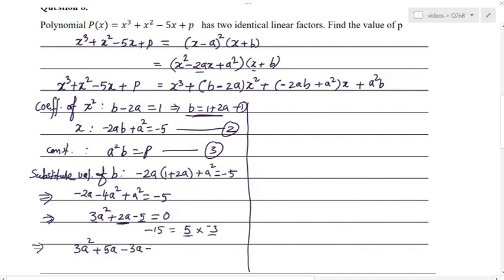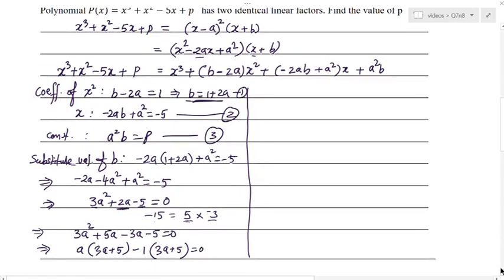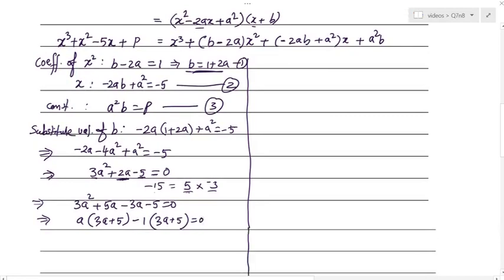3a squared plus 5a minus 3a minus 5 equals 0. Okay, sorry. So take a out: a times 3a plus 5. Take minus 1 out: minus 1 times 3a plus 5, equals 0. That gives you a minus 1 and 3a plus 5 equal to 0, which gives you two values: a equals 1 and a equals minus 5 over 3.